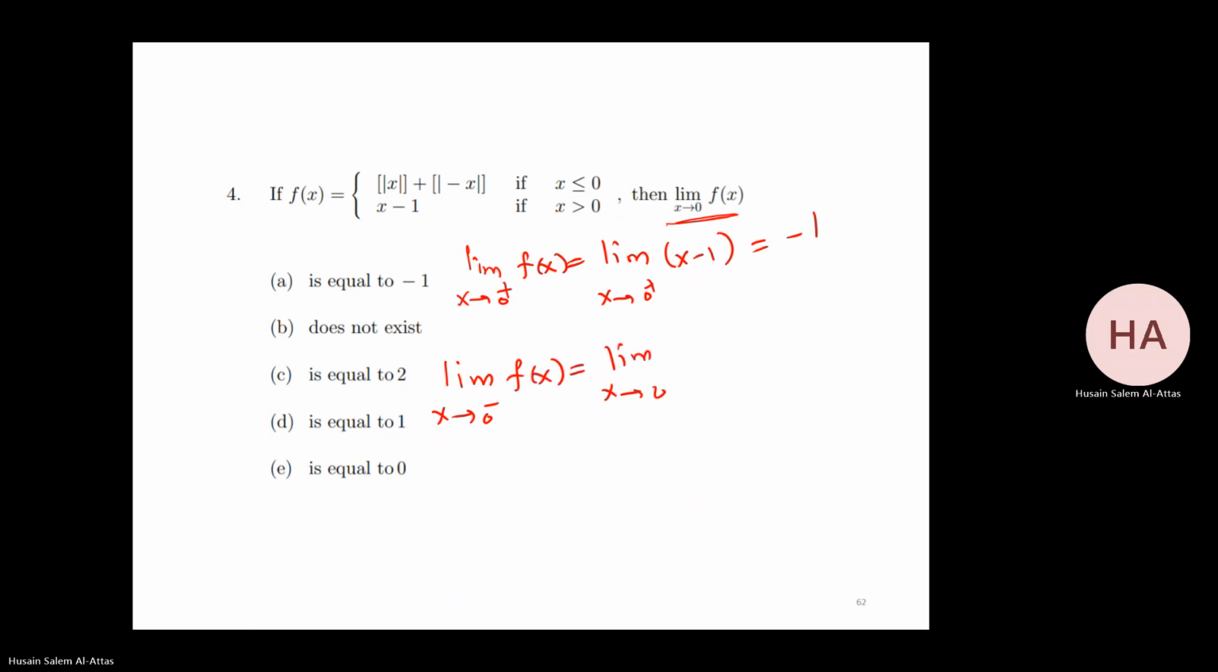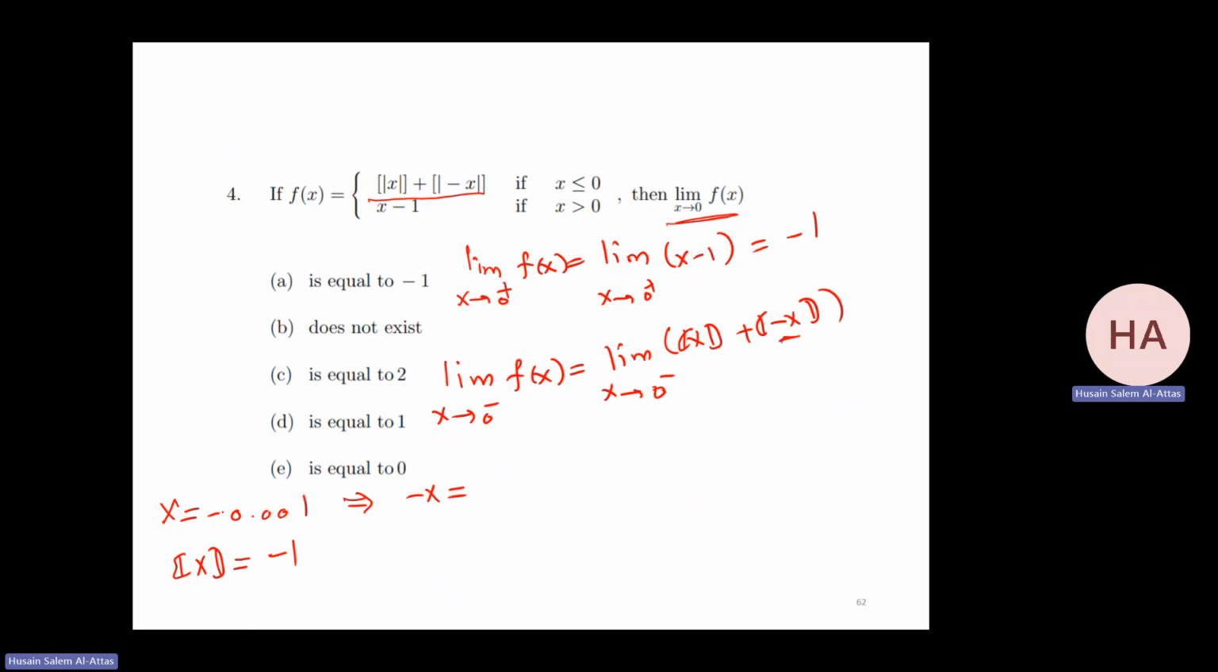I need to use this function, which is the greatest integer of x plus the greatest integer of minus x. Let us see what will happen as x goes to 0 from the left. What values will I take? Be careful, I take x equal to minus 0.001. The greatest integer of that will be minus 1. But what is minus x? Because I need minus x also, multiplied by minus, that will be 0.001. So the greatest integer of minus x is 0. If we distribute the limit, you get minus 1 plus 0, which is minus 1. Both sides are the same, so this limit exists and equals minus 1.